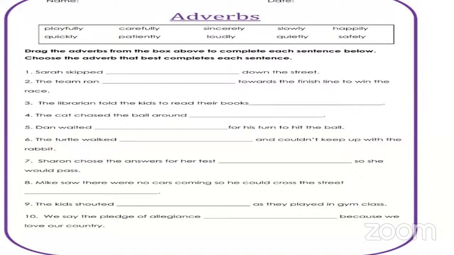A list is given. Playfully, carefully, sincerely, slowly, happily, quickly, patiently, loudly, quietly, and safely. Right? Guess the meanings of the adverbs, right? Guess and try to fill in the blanks.